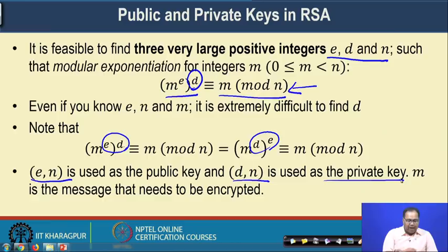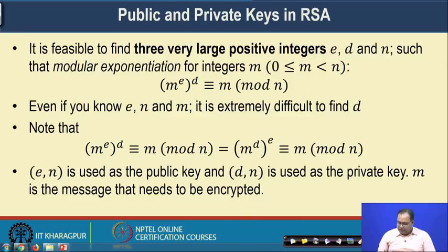Now, if you have this information E, D and N, then you can encrypt a particular message, and at the same time you can decrypt a particular message. So, in the case of the public key, we use E and N as the public key pair, and D and N are used as the private key pair.